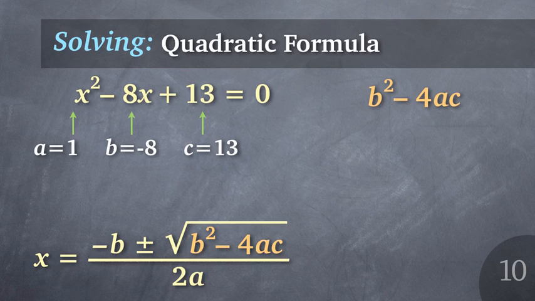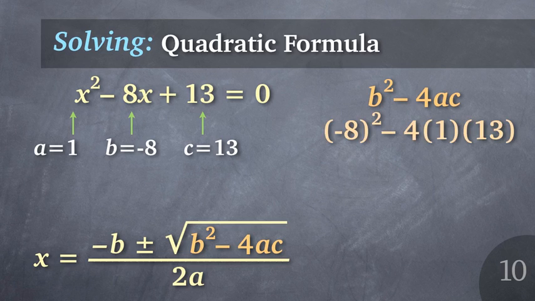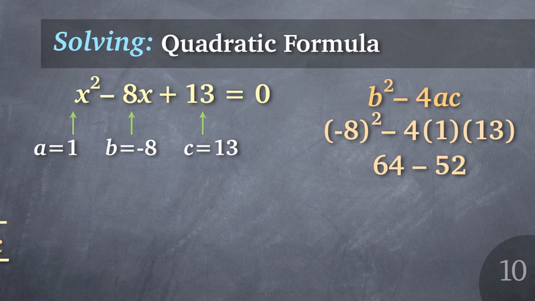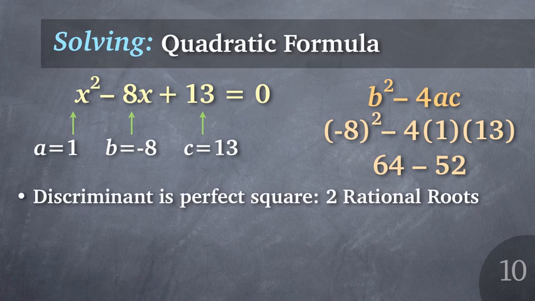And let's plug in. We know b equals negative 8 and c equals 13 and a equals 1, so let's plug those in. And we get this, which would turn into this, 64 minus 52. Okay, 64 minus 52 is 12, if I remember correctly.